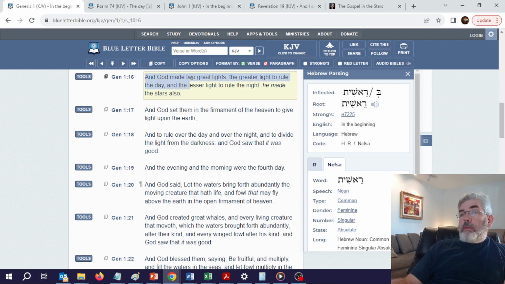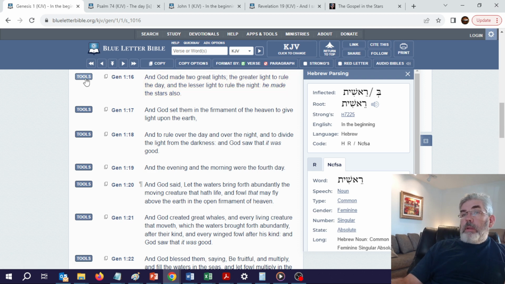And God made the two great lights, the greater light for the dominion of the day, the lesser light for the dominion of the night, the stars also. So you don't need to say he made the stars also for the sentence to be grammatically correct. Somebody just decided that that would make the sentence flow better. And God made the two great lights, the greater light to rule the day, the lesser light to rule the night, the stars also. You don't have to put he made in there. Somebody just did that to make the sentence more palatable in English.